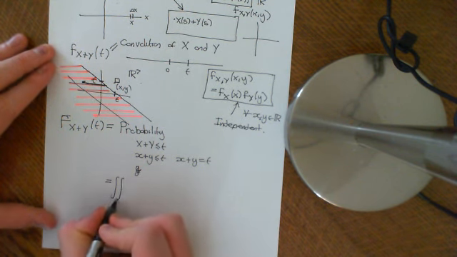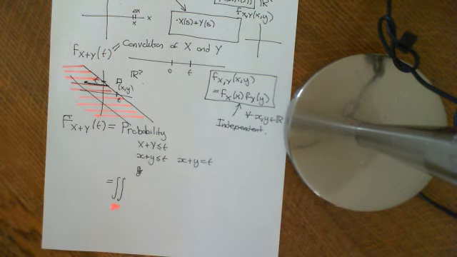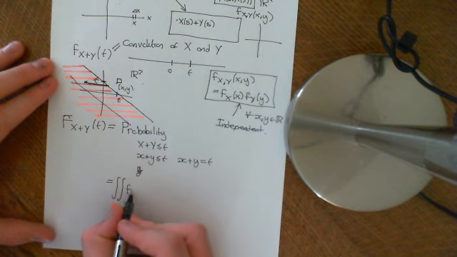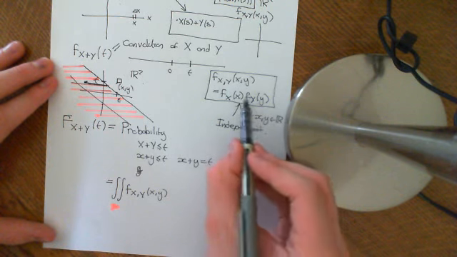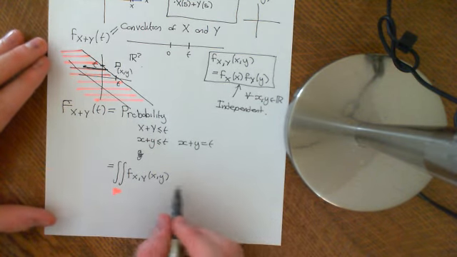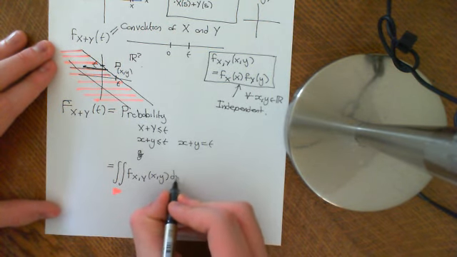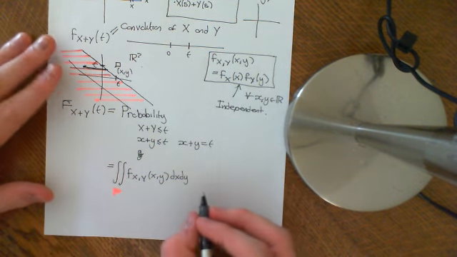If we want to know the probability of that event having happened, it's going to be the double integral over that pink region of the joint probability density function evaluated at little x, little y. If it's independent we can replace it with a product, if it's not we can't, so we'll leave it there in full generality, dx dy. Now all we need to do is work out the limits of integration.